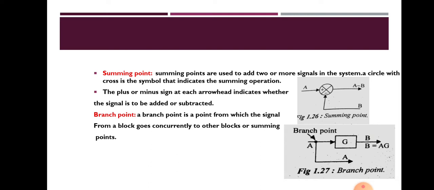And next is the branch point. A branch point is a point from which the signal from a block goes concurrently to other blocks or summing points. The figure also shows a branch point, and from that point the signals are split into various paths. Here at the point A, the signal is split: one goes to the transfer function G, and the other goes to another path from point A.